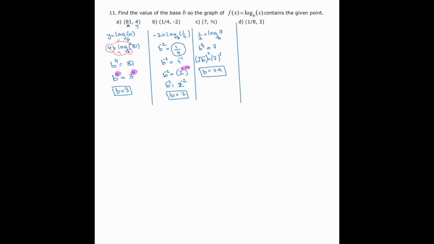Last one, we're going to say 3 equals log base b of 1/8. So we have b raised to the 3rd power is equal to 1/8. b to the 3rd power is equal to 1/2 to the 3rd power. Now we can take the power out because there is 1 here, so b cubed is equal to 1/2 all to the 3rd power. By comparison, we see b is equal to 1/2 because we have the same exponents, so the bases are the same.